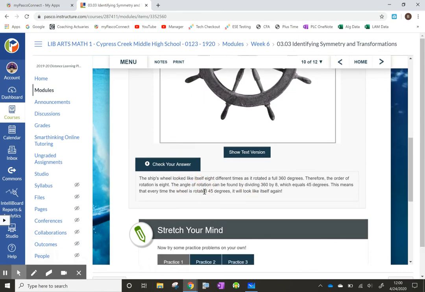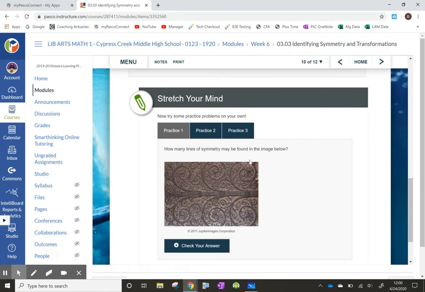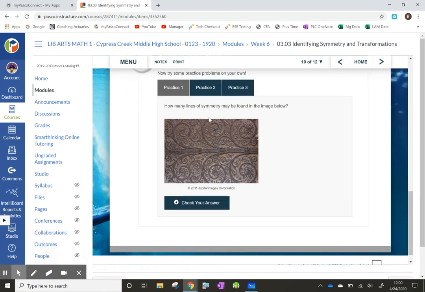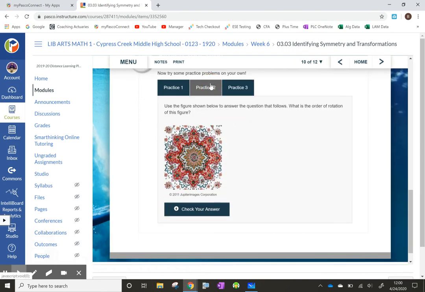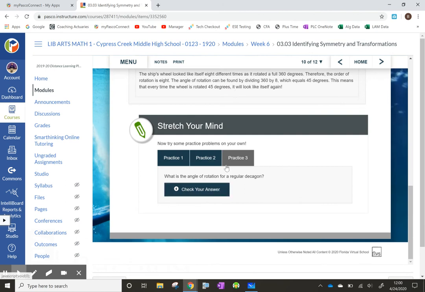All right, how many lines of symmetry can be found? I'll let you guys guess on these and then check your answer. So you have image 1, image 2, and image, well, this isn't image 3, but for this practice.